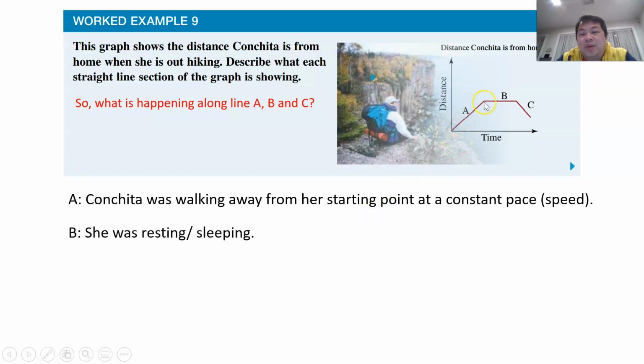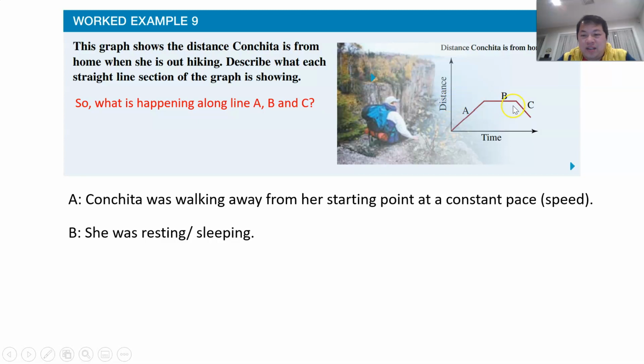At B, she must have rested during this time. She stayed at one point, she didn't move, she slept. So these are things that you can say about part B. No movement, you see, no addition of distance. The distance is flat.